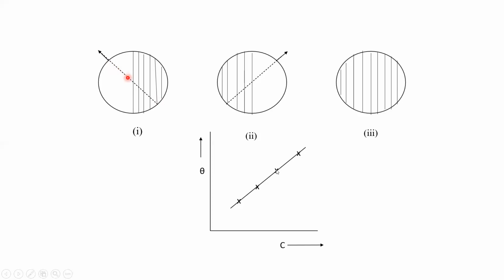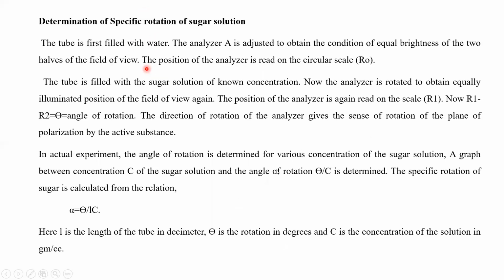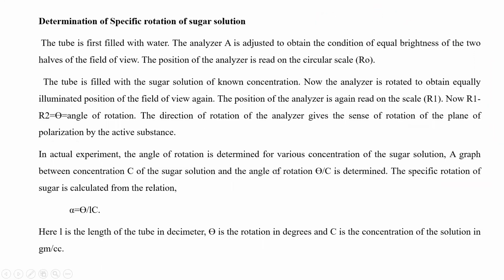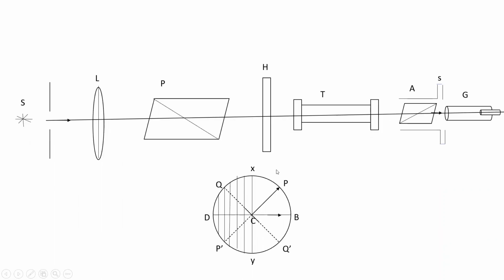Clear, isn't it? The specific rotatory power, which I just explained, at a given temperature for a given wavelength of light, is defined as the rotation produced in 1 decimeter length of the solution when the concentration is 1 gram per cc. The unit is degree per decimeter per gram per cc. That means theta is equal to alpha into CL. If you have any doubts on this topic?